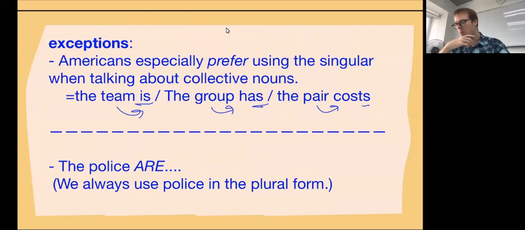And then I just want to put one more here. You might know about the police. The police, we always use are. We always think of the police as individuals. The police are, right? Why? I don't know. But in English, we always are using that plural form for something like police.